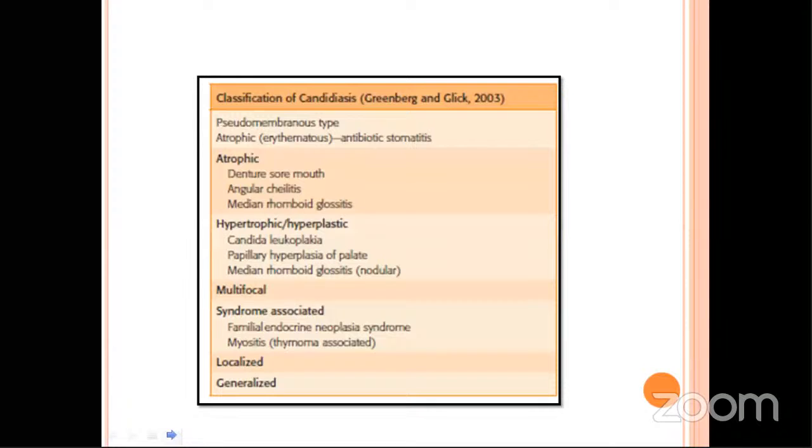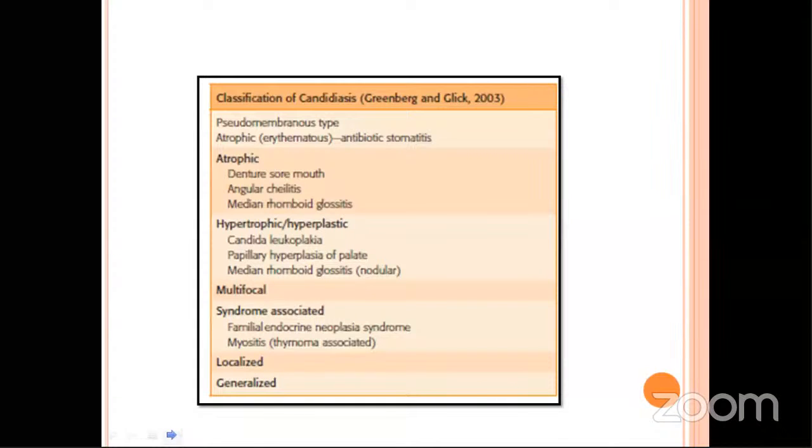So this is a classification which was given by Greenberg and Glick. Atrophic is erythematous, it will appear red in the oral cavity. If you wear a denture, or if there is a small erosion at the angle of the mouth, that is angular cheilitis. Median rhomboid glossitis is a small erythematous area on the dorsal surface of the tongue, and on the palate there will be an associated kissing lesion. So that is median rhomboid glossitis.